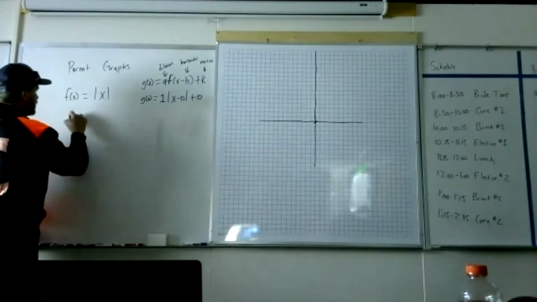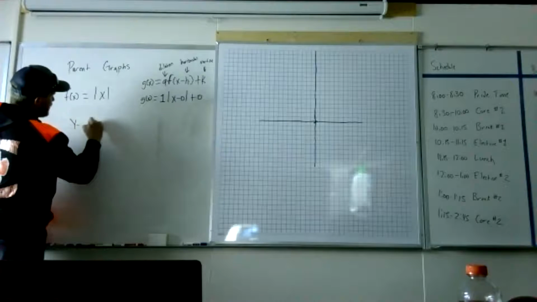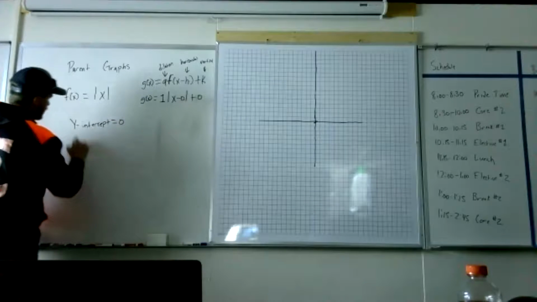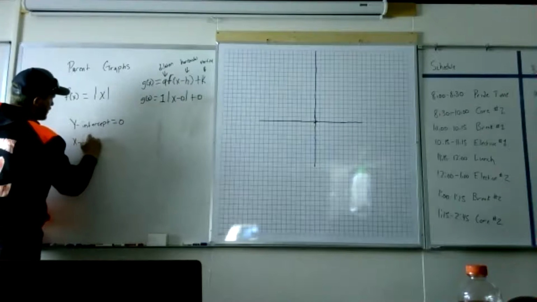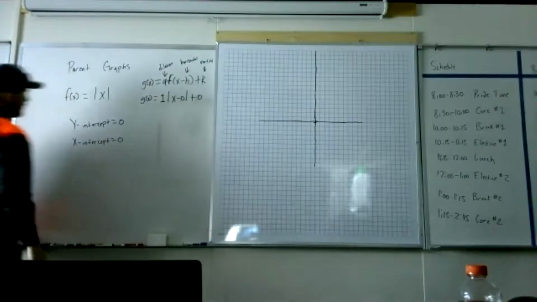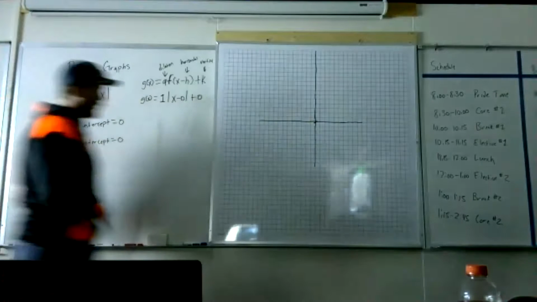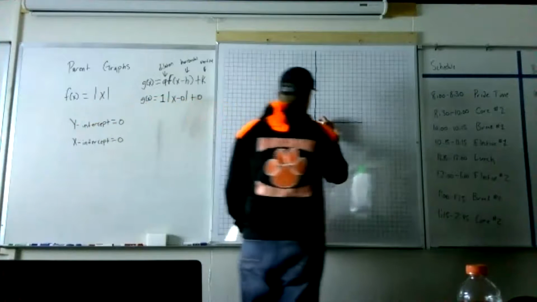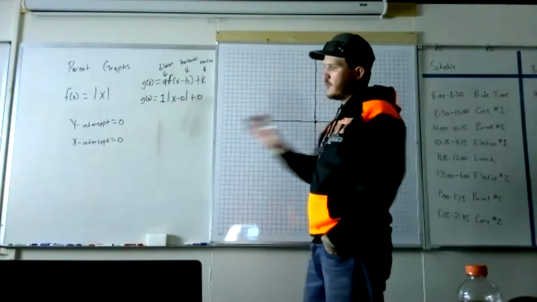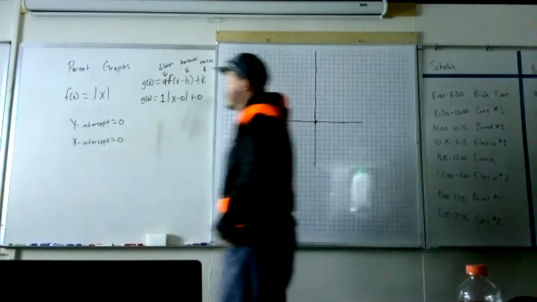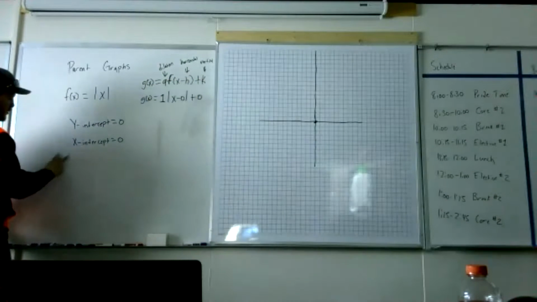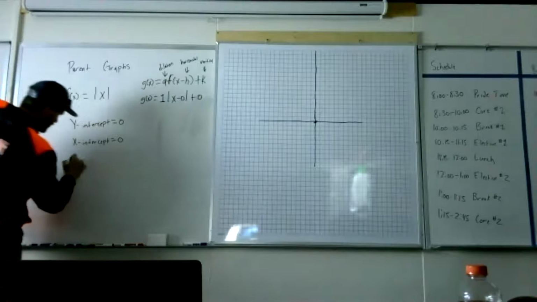Okay, so your key points. Once again, the y-intercept is equal to 0. Your x-intercept is equal to 0. So all of your parent graphs cross through the origin. Once again, we want to use that to determine whether the graph's been moved up, left, right, or down. This one does have a slope, but it has to be broken into 2 different portions.